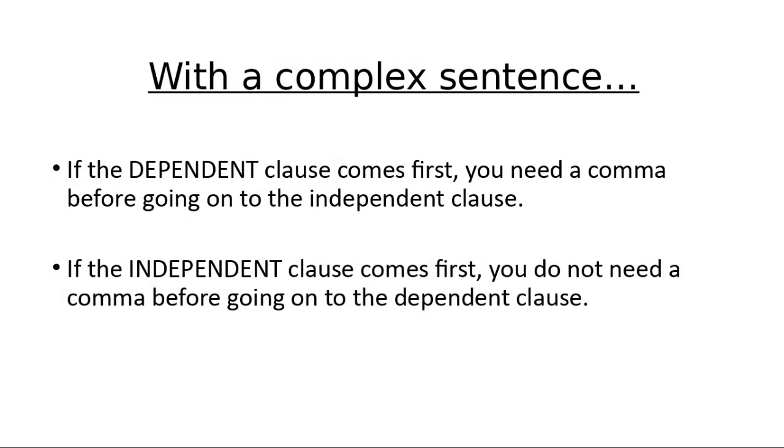So that's the difference. With a complex sentence, if the dependent clause comes first, you need a comma before you go on to the independent clause. You'll see this same comma rule used on a smaller scale too. Essentially, in this case, the dependent clause coming at the beginning of the sentence is acting as an introductory element. So if you put the dependent clause at the beginning, then you need a comma before you go into the independent clause. But if you put the independent clause first, then you don't need the comma before going on.